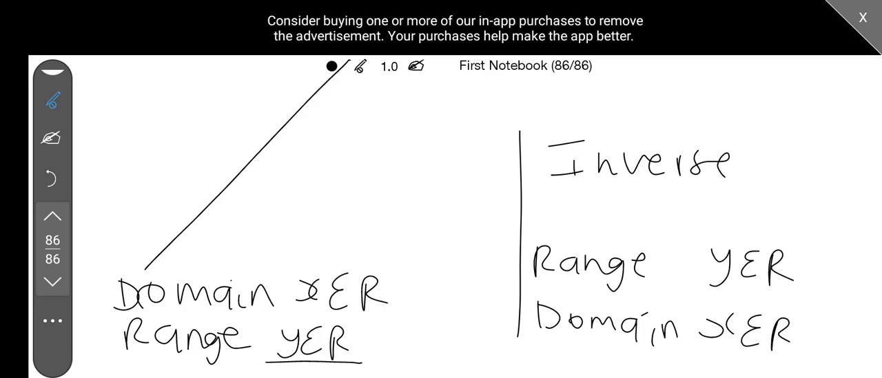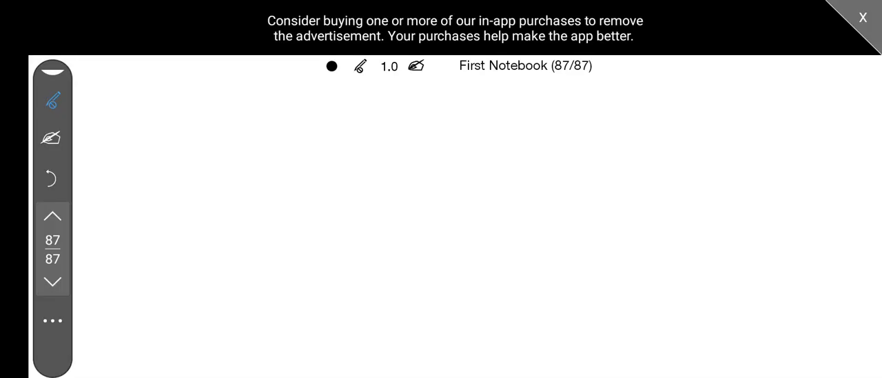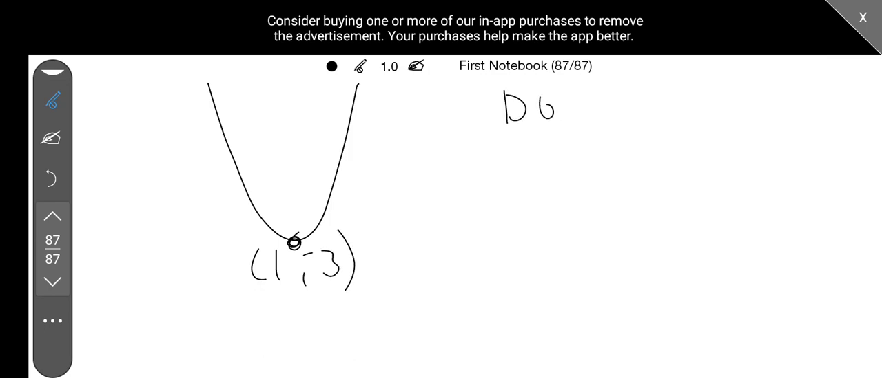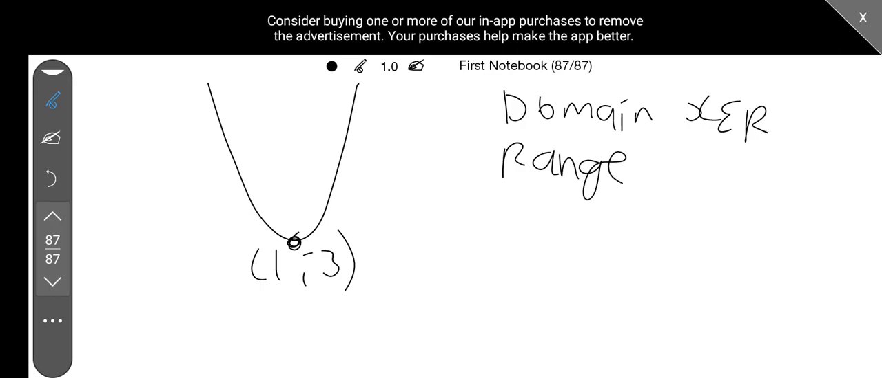Suppose we have a parabola. A parabola, let's see, is in this form, and here we have the point (1, 3). We know the domain of a parabola is always x is an element of real numbers, and the range will depend on the possible y values that the graph has. The values of y start at 3 going up. So we're going to say that y is greater than or equal to 3. The values of y are more than 3 and they're also equal to 3.